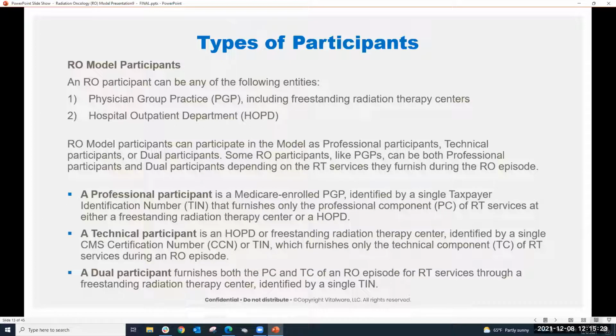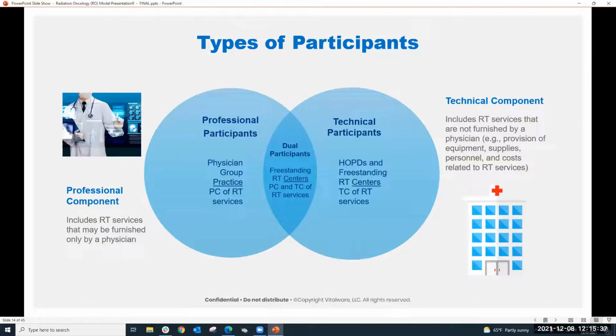And then you have your dual participant, which provides your professional and your technical component. An example of this would be a freestanding radiation therapy center that provides both the professional and the technical component. And here's a chart just explaining what I just went over. It's just a little visual.